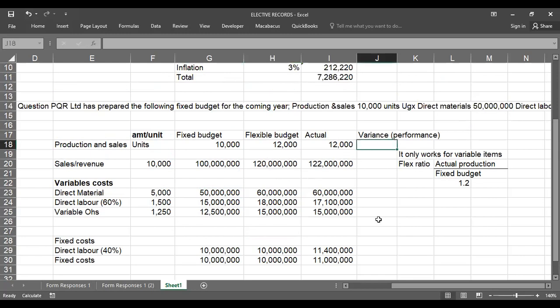So if I get now the variance between the flexed budget and the actual. Why? Because they are of the same height.